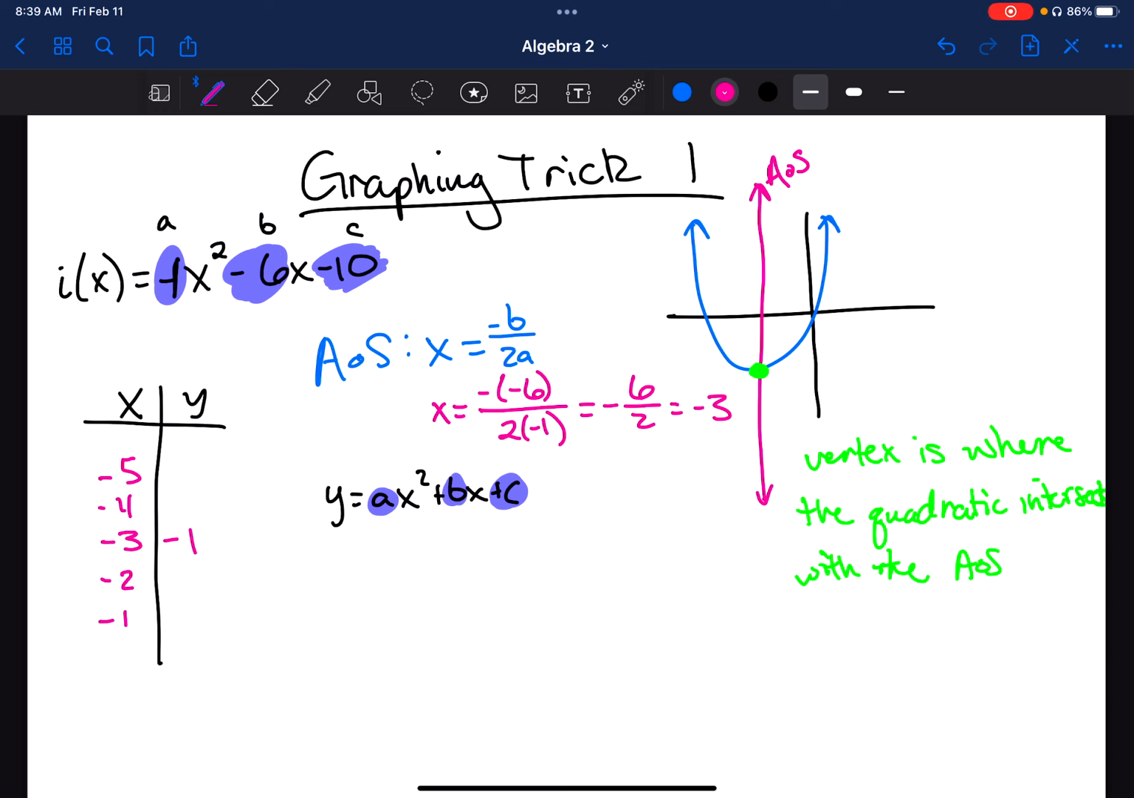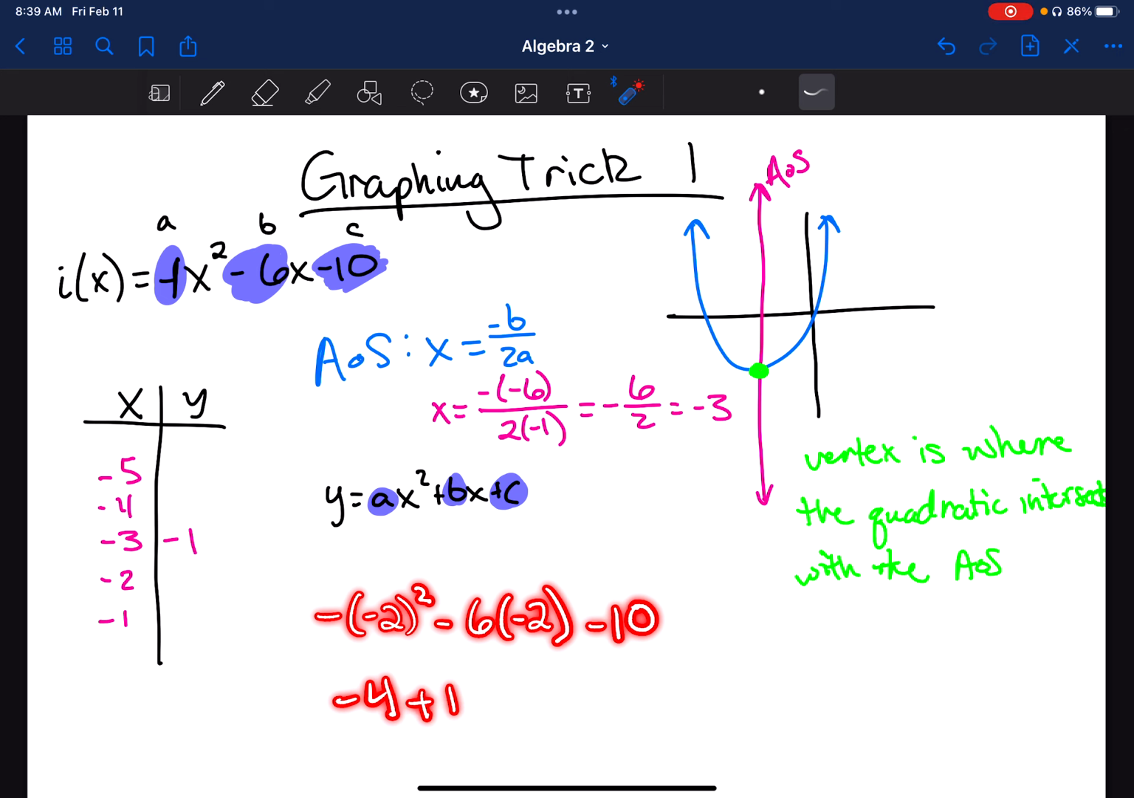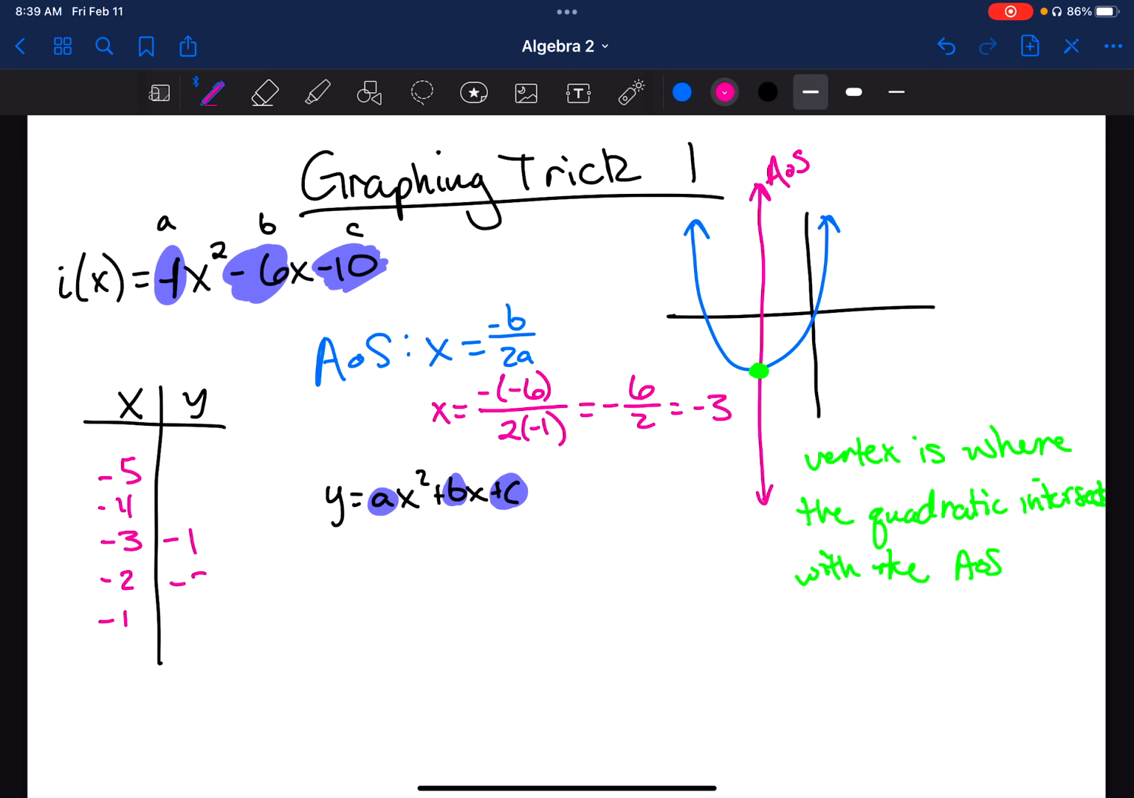Then I'm going to plug in whichever value seems nicer. Personally, I'd rather stick with smaller things to square. So I'm going to go this direction. So I have -2 squared minus 6 times -2 minus 10, or -4 plus 12 minus 10, or -4 plus 2. So -2. Which means also that at -4, because these are the same distance away on either side of the vertex, it's -2.